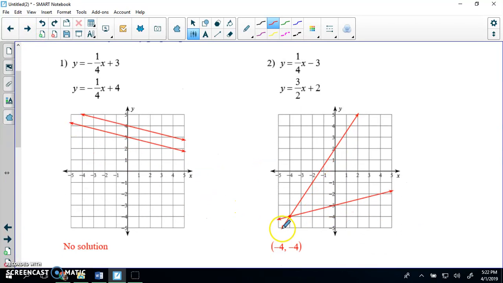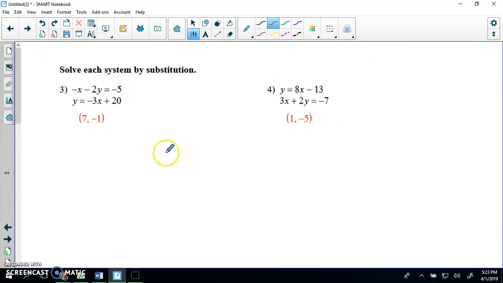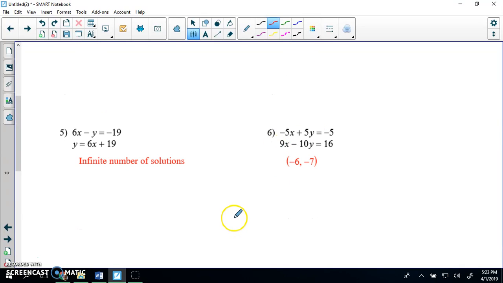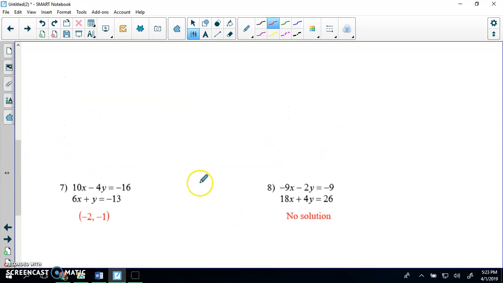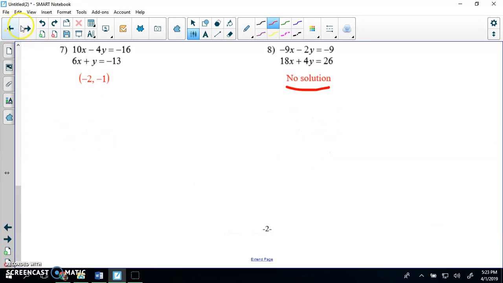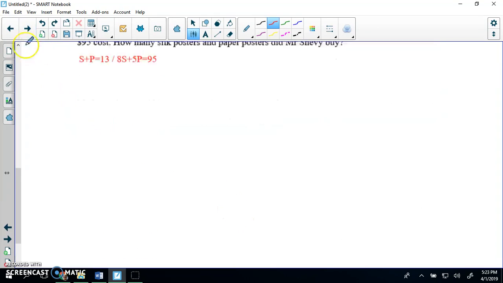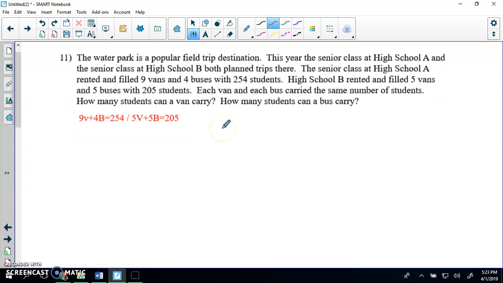All right, number 2, if you were to graph that puppy out, it should cross right down here, which is at -4, -4. 3 and 4 are your answers there. 5 and 6. 7 and 8, no solution, I told you. And then here are the answers. We already know the answers to those two. Let's do the answer to number 11.